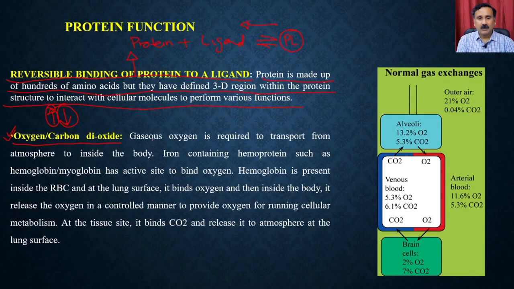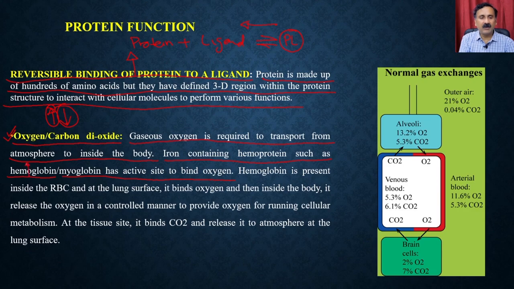Remember that we said that the Krebs cycle evolved into the eukaryotic cell because it is present in a high oxygen level, and because it has a high oxygen level, the organism could run the Krebs cycle to enhance the energy production. So gaseous oxygen is required to be transported from the atmosphere to inside the body. Iron-containing hemoproteins such as hemoglobin or myoglobin have an active site to bind the oxygen.